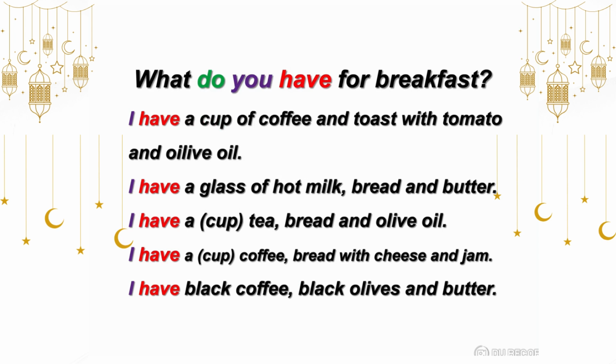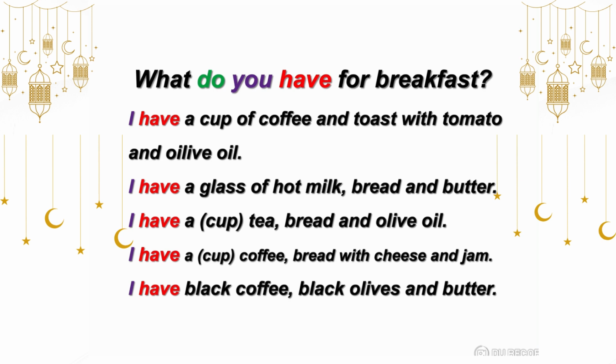So the first question we have with the verb to have is, what do you have for breakfast? Let's see what is the WH word. We have do the auxiliary, we have you the subject, and we have the verb have, and for breakfast the complement. So this is the rule. What do you have for breakfast? So the answer, we have possible answers. I have a cup of coffee and toast with tomato and olive. So this is not olive. So we don't have I after O.